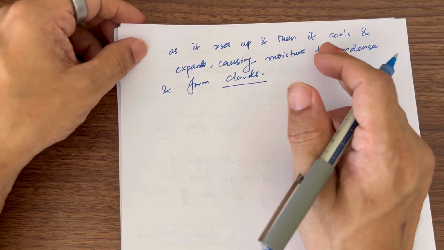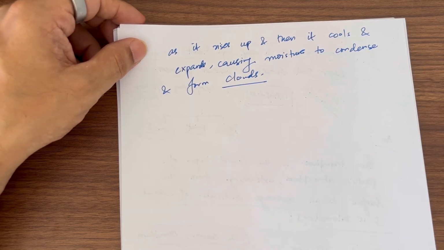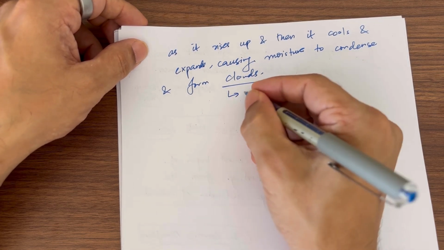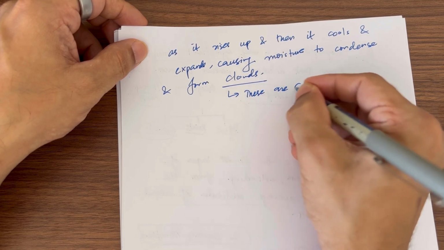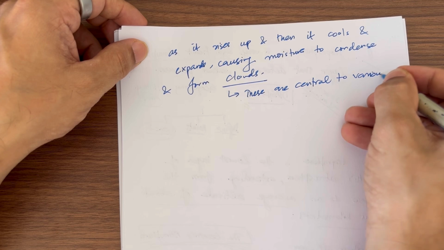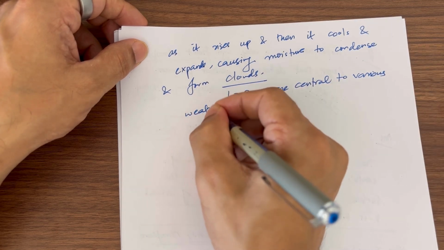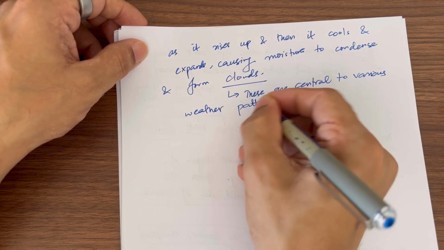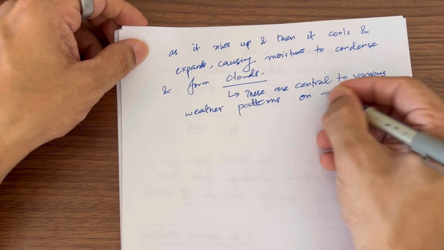layer of the atmosphere, because as the warm air is rising up, it gets cooled because of the temperature, which I told in the point. These are central to various weather patterns on Earth. Okay.